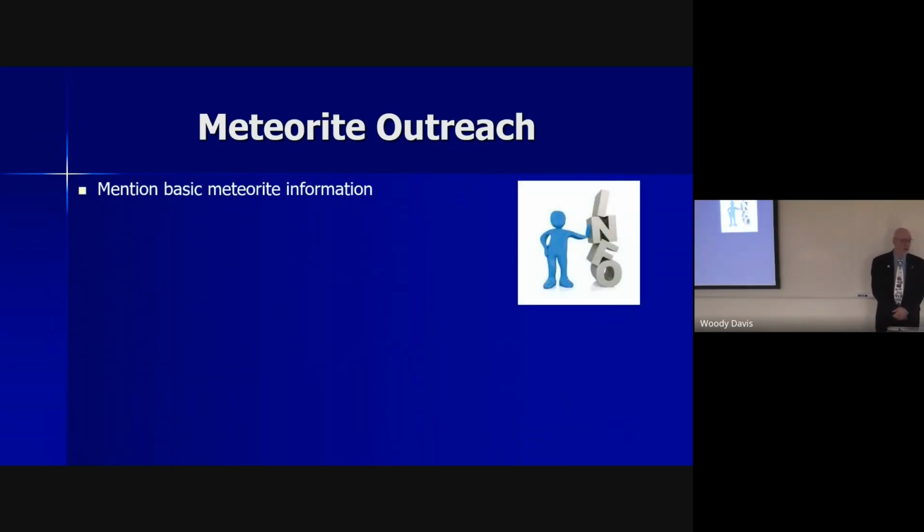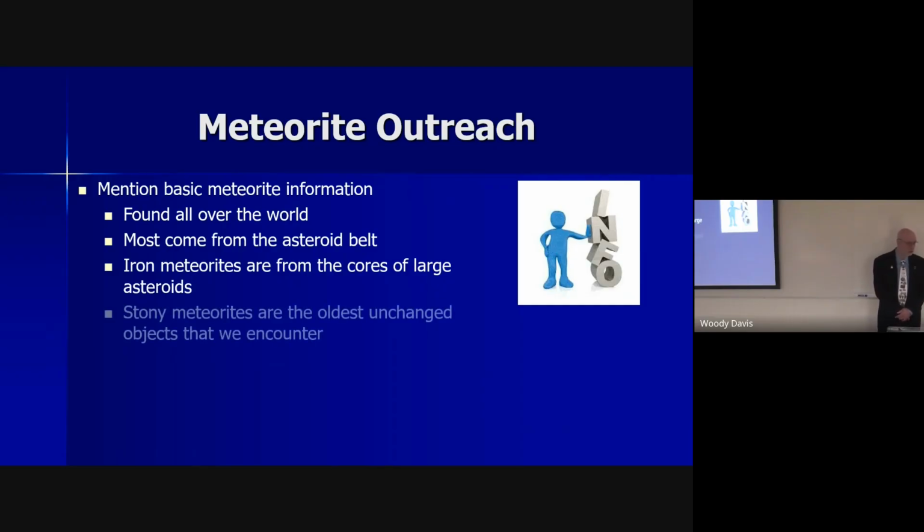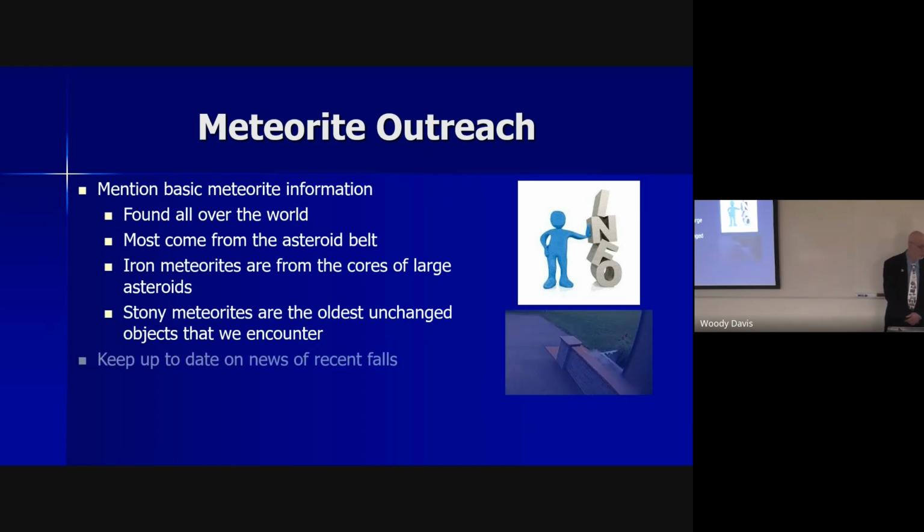So you want to mention basic meteorite information. They're found all over the world, and most come from the asteroid belt. Iron meteorites are from the cores of large asteroids, and stony meteorites tend to be the oldest unchanged objects that we'll ever encounter. And you want to keep up to date on the news of recent falls.